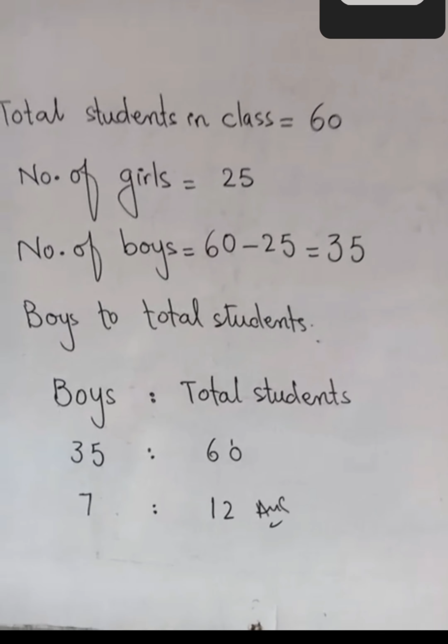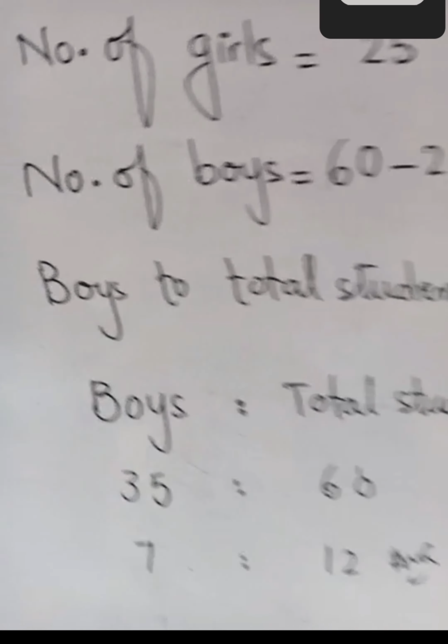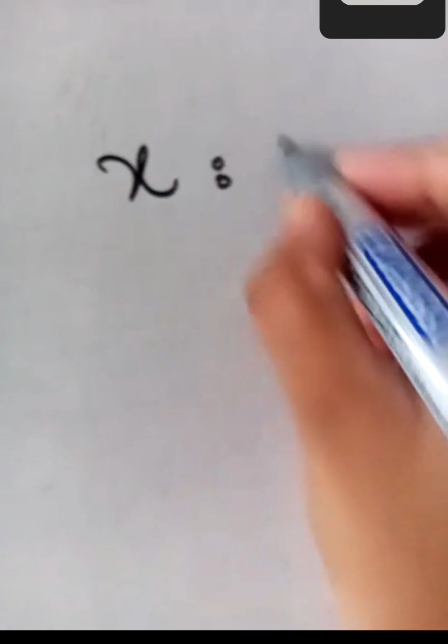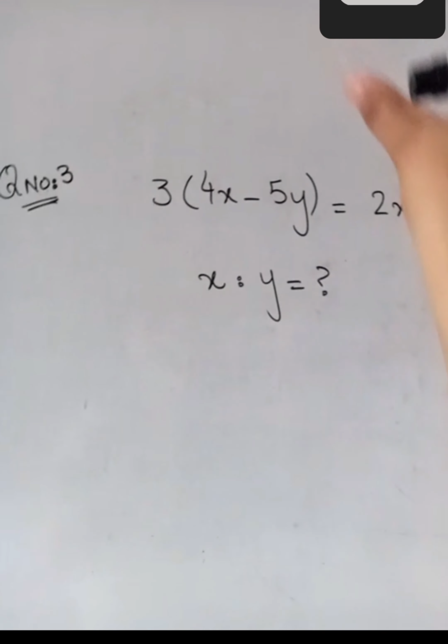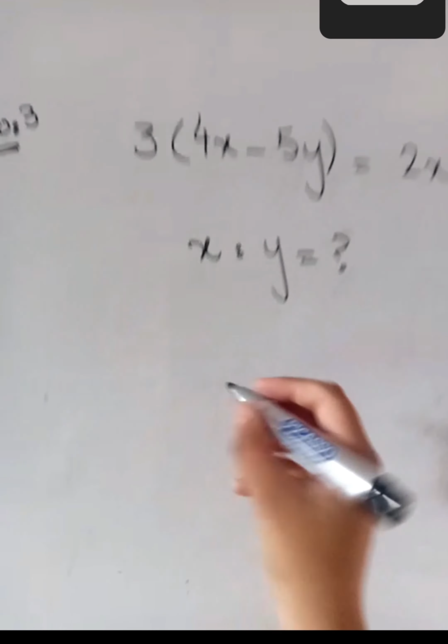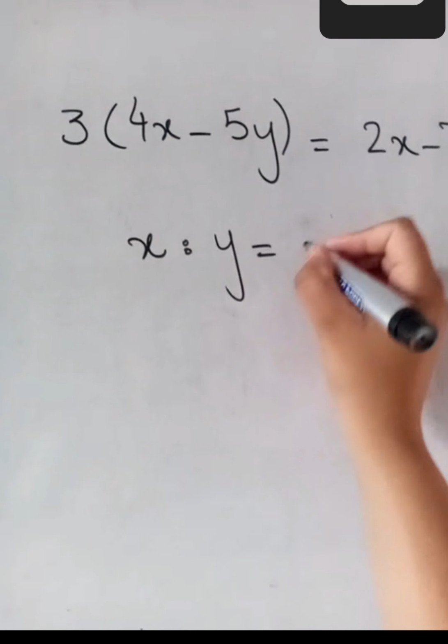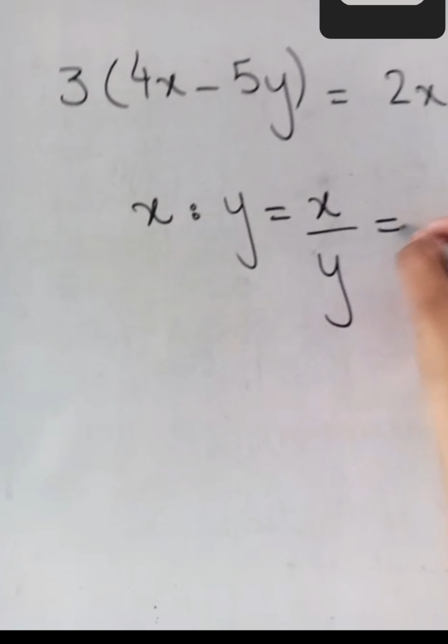Okay, part 2 you will do later, not now. Now come towards question number 3. In question number 3, they are saying if 3 times (4x minus 5y) is equal to 2x minus 7y, what we have to find out is x ratio y. Okay, it is just a relation. We will solve it and find x ratio y, which means x by y. You can also write it here, x by y.